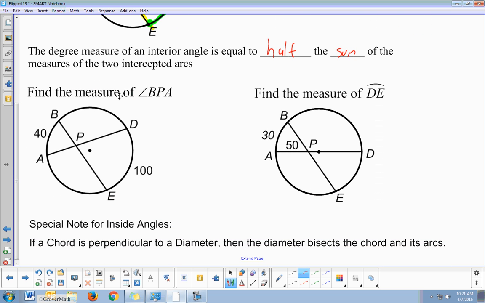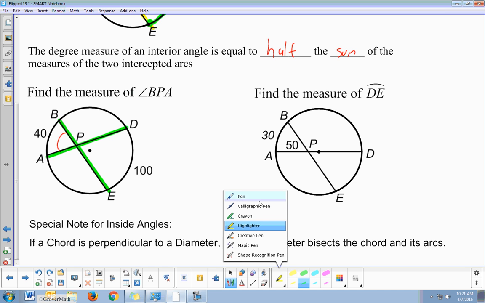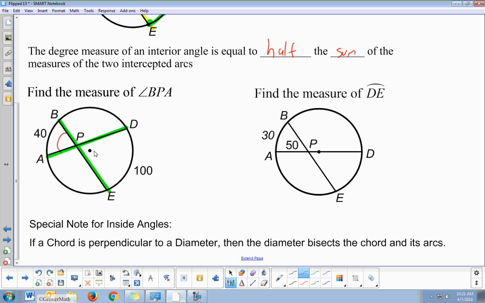A couple quick examples here. So I want to know, what is the measure of angle BPA? BPA, that is this angle right here. And if we trace it out with the highlighter, I mean, this is a pretty basic example, you could probably see it. I don't want to stop there, though. I want to highlight this whole line and this whole line, because that'll allow me to get both sides of it. So yes, I'm finding angle BPA, but I'm also finding angle DPE at the same time because they're vertical angles.